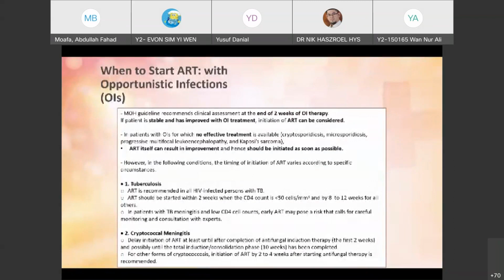Secondly is cryptococcal meningitis, where we delay initiation of ART at least until after completion of antifungal induction therapy, which is the first 2 weeks, and possibly until the total induction or consolidation phase, 10 weeks, has been completed. And for other forms of cryptococcosis, initiation of ART by 2 to 4 weeks after starting antifungal therapy is also recommended.